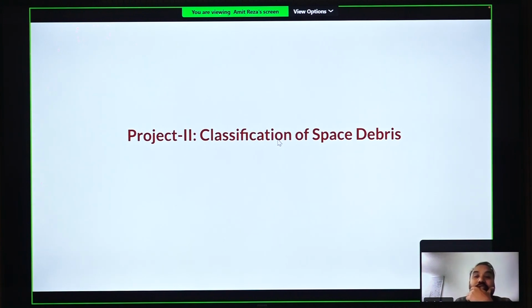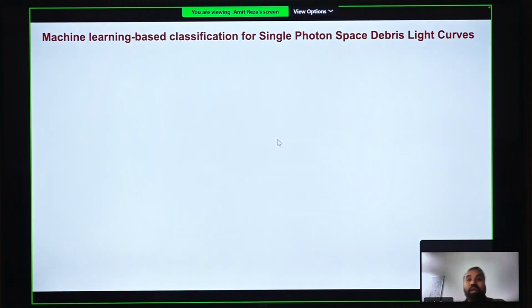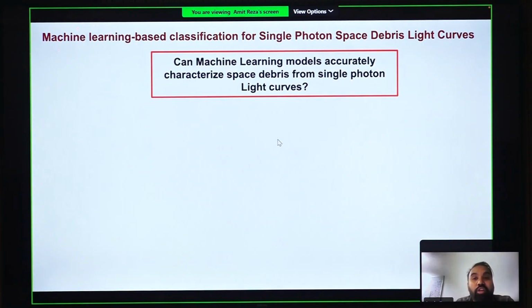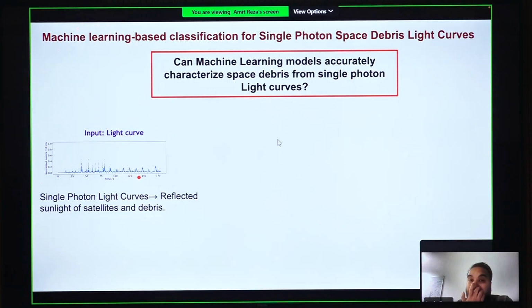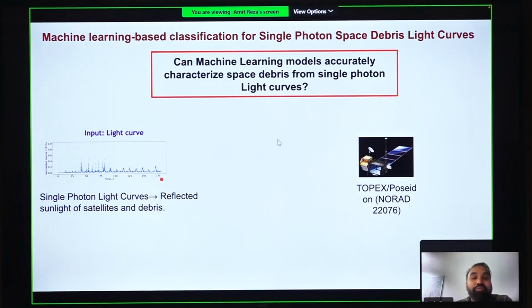Second example, for space technology: normally we are talking about space debris. We have our satellite dynamics group, and we are talking about how to classify different kinds of space debris representation through photon light curves. Light curves are very noisy representations of the reflection of sunlight off the satellite and debris, and we collect these from our observatory.